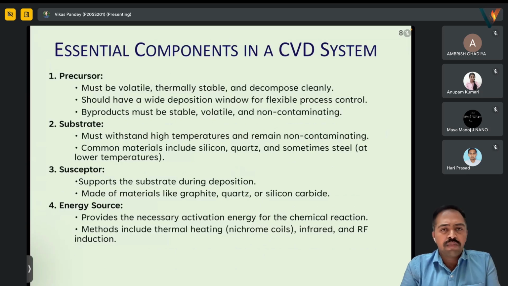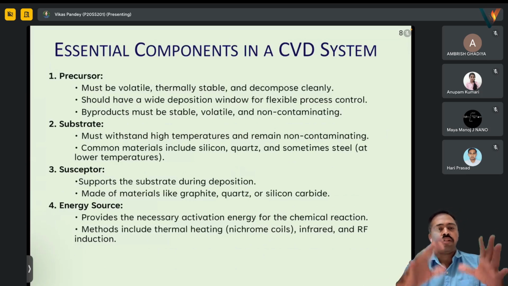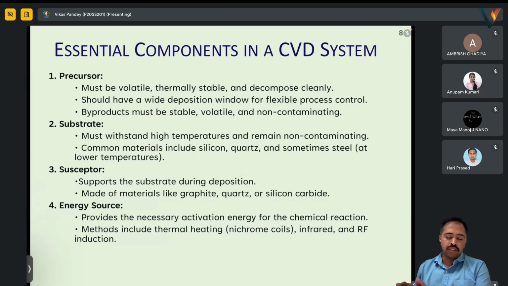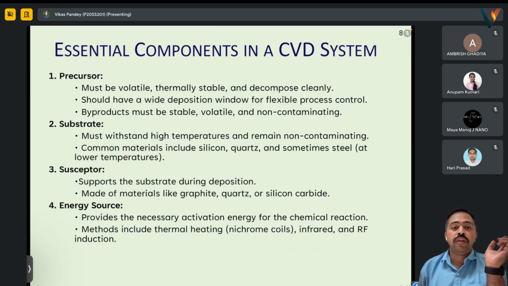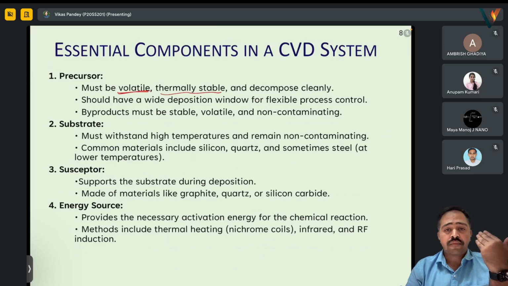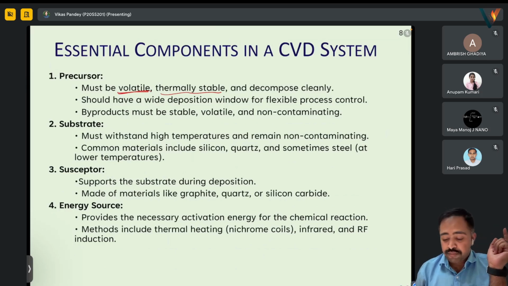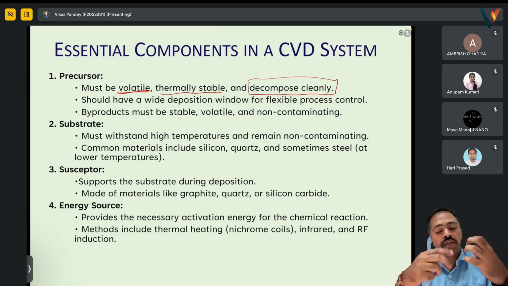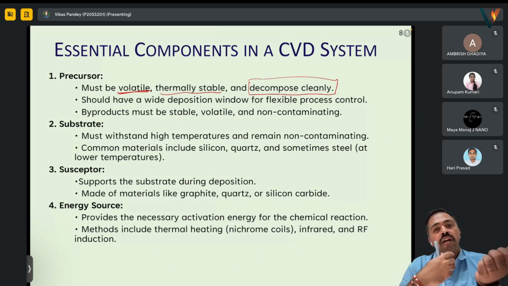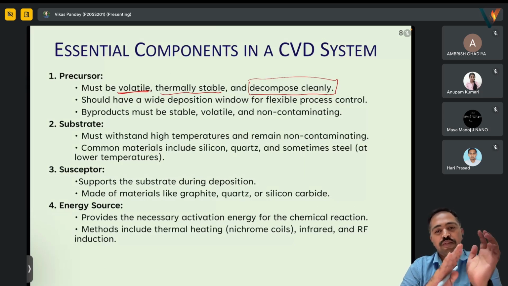So, what are the essential components in a CVD system? We have seen, but now we are going deeper into the CVD system. As we talked about, first is the precursor. What should a precursor be? It should be volatile and thermally stable, because we are going to operate at high temperature. Third, it should decompose cleanly. That means after the reaction, no unreacted part should remain. It should properly disintegrate at the temperature we want.